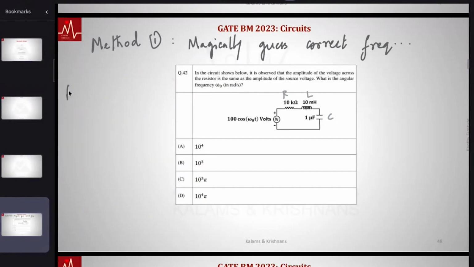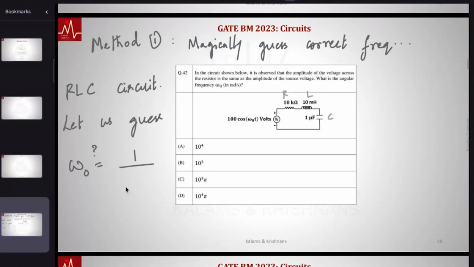So you have an RLC circuit. Let us guess omega naught. We are only guessing, but let's find that number. In radians per second, this is 1 by square root of LC. If you stick to SI units, you are safe. Henry is in SI, Farad is in SI, Ohm is in SI. Just make sure you retain all the milli, micro, kilo and things like that.